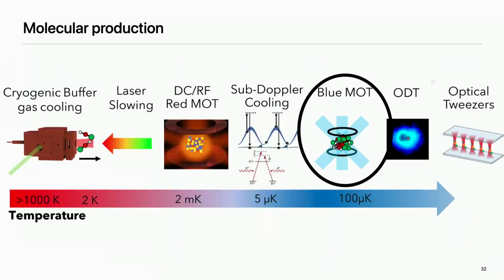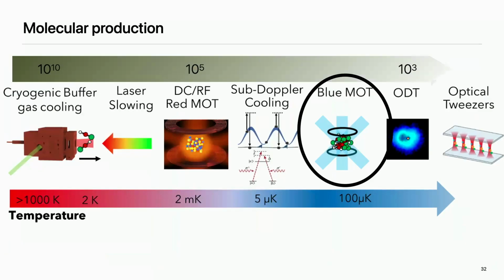In particular, it's in between the loading into a conservative trap and the magneto-optical trap. Prior to this work, the number in the dipole trap was roughly 1,000, if you're coming from about 100,000 molecules in your magneto-optical trap. And the reason for that is actually a little subtle.